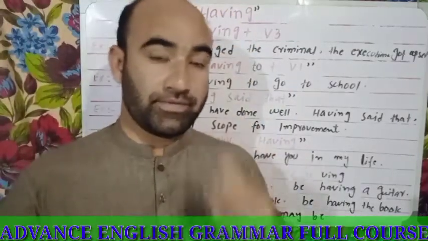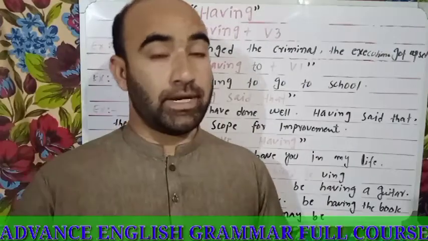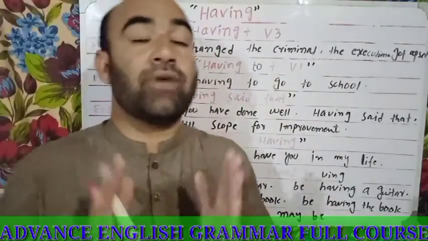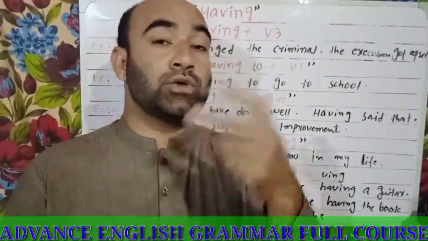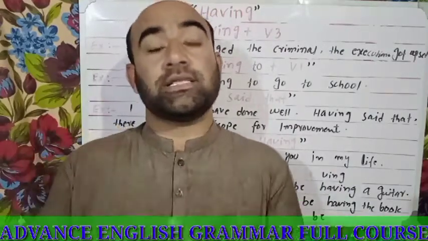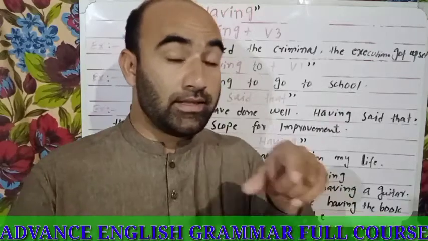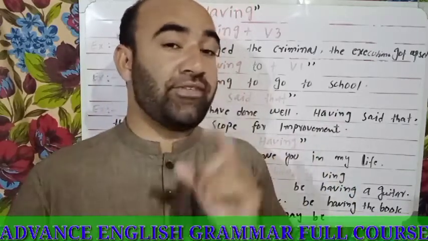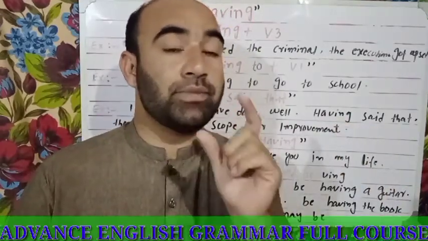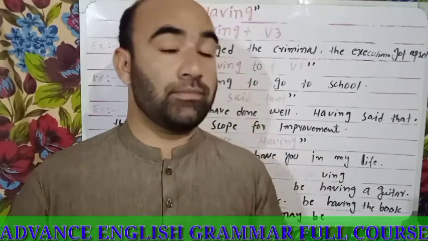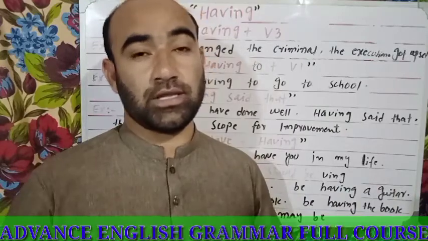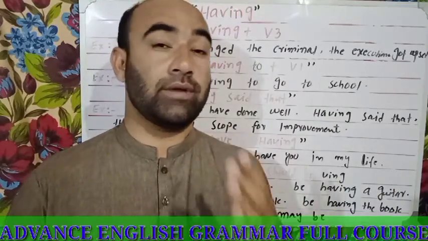Having plus third form of the verb. I also talked about this structure in the previous class. Having plus third form of the verb is used when there are two actions in a sentence. One action has taken place before another action in the sentence. When the subject finishes a work and starts another, we use having plus third form of the verb. When one action is completed and another is started, we use having plus third form of the verb.